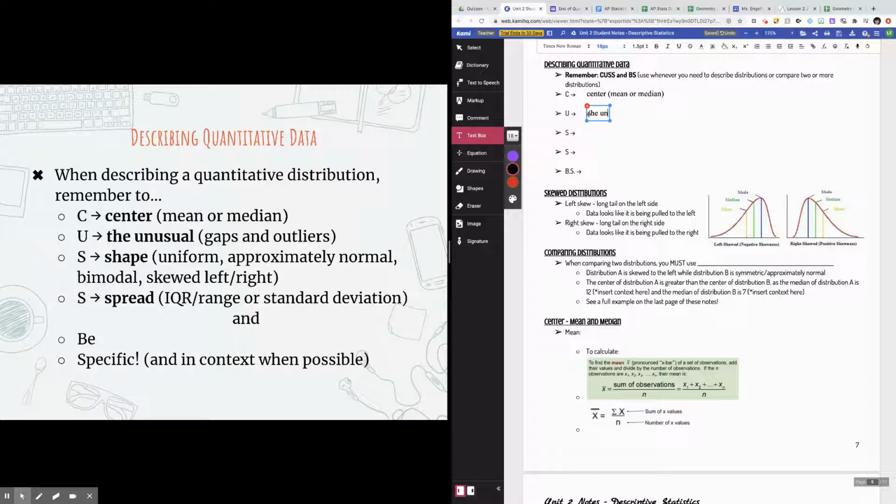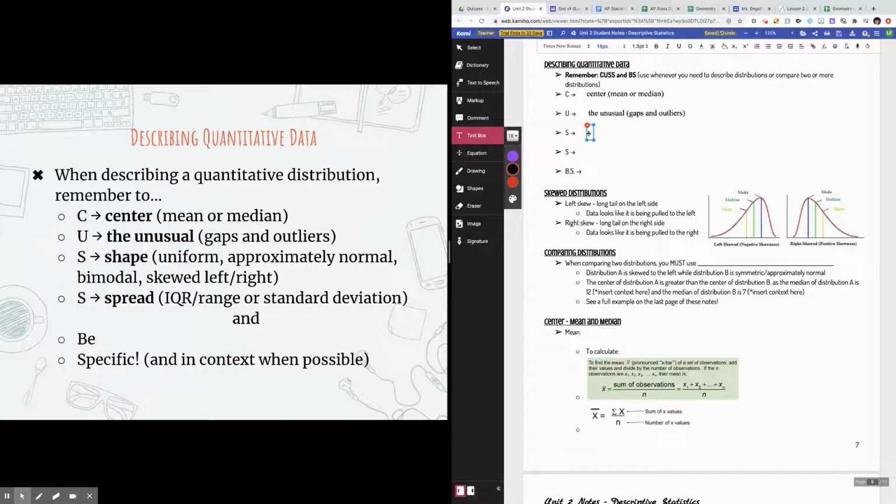U stands for the unusual. Okay, and what I mean by the unusual is any gaps and outliers that you see. Okay, so for this, you do have to describe both. If you see a gap in the distribution, right, include that, and then usually with gaps, that means that there may be some possible outliers.